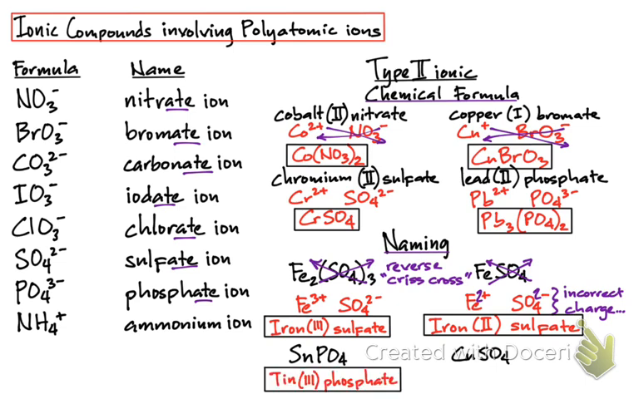And then the last one, since sulfate ion has a negative 2 charge, copper must have a positive 2 charge to neutralize the negative 2 from sulfate. So here we have copper 2 sulfate.